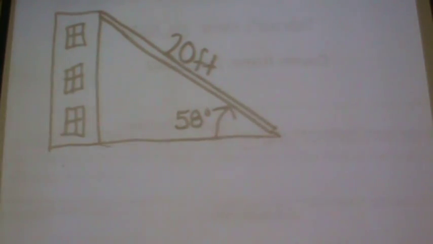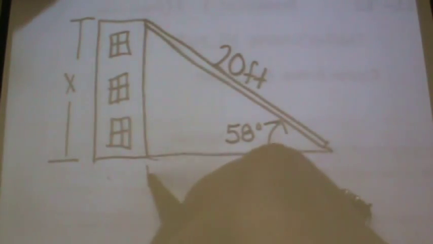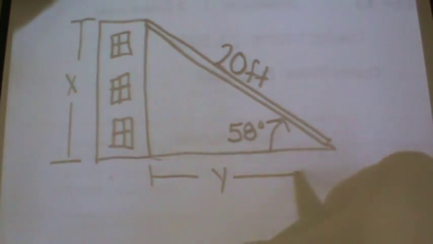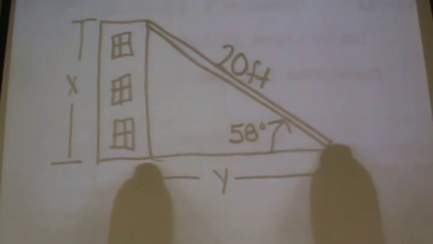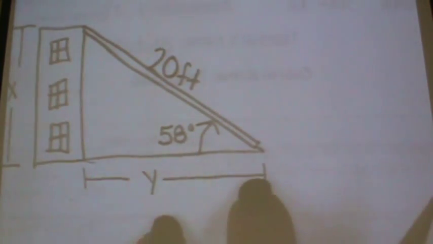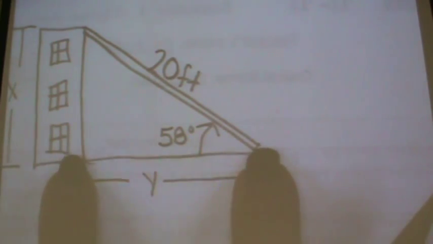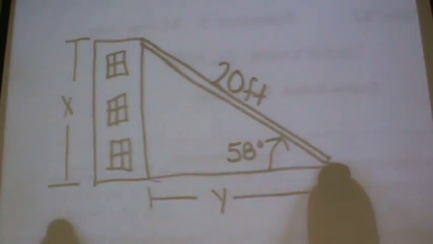So, with just those 2 pieces of information, you could figure out how tall this building is, and you could figure out how far the ladder is from the building. So we'll call this X and Y. We need those 2 measures. One of the questions says, how far is the ladder from the building? The base, they want to know this. So how would we figure out this dimension right here? We need both of them.